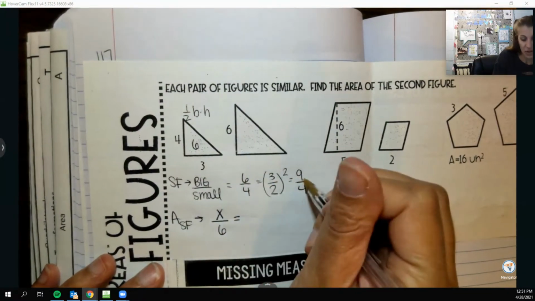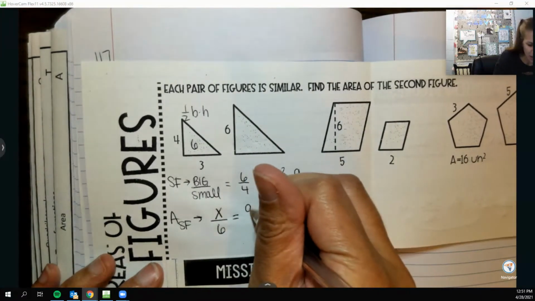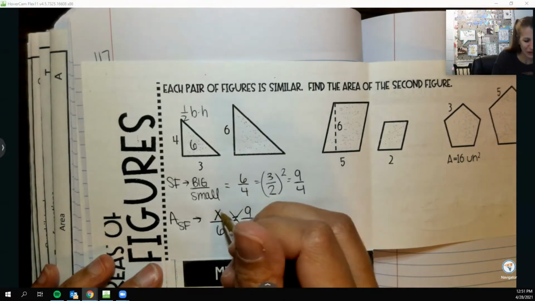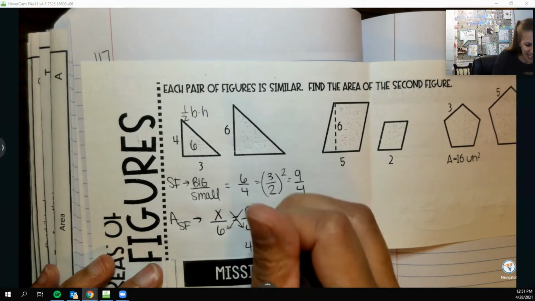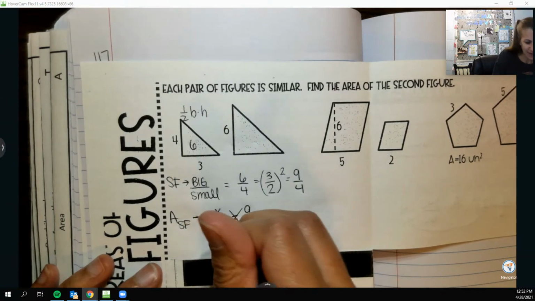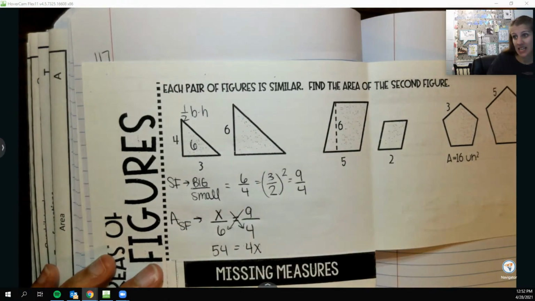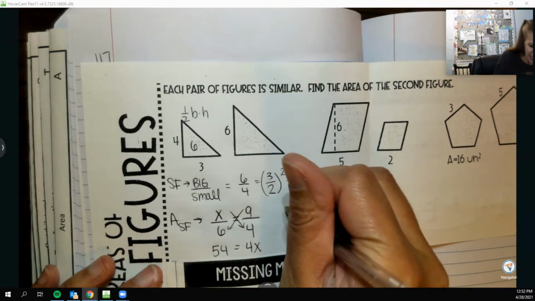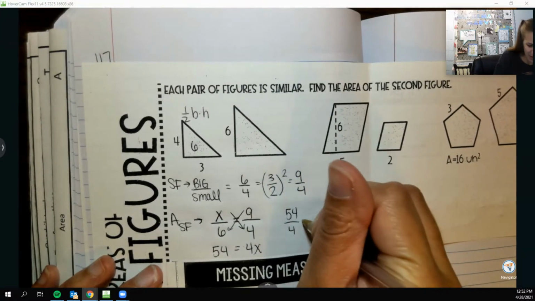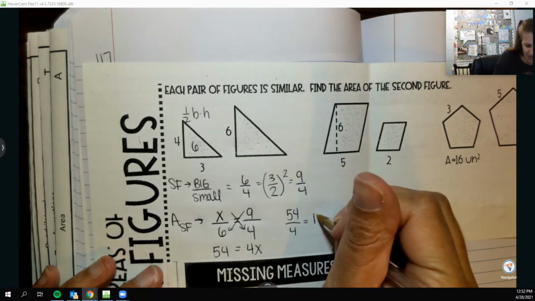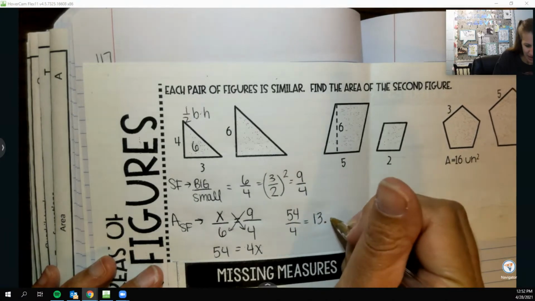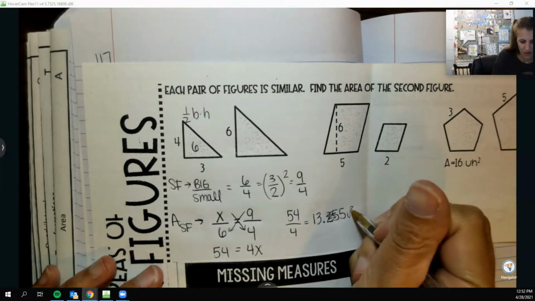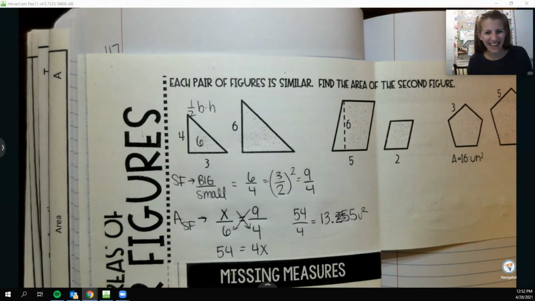But then I can set that equal to the area scale factor, also big over small, and then just cross multiply and solve. So if I multiply across, I'll get 4x. If I multiply across here, we get 54. And then divide by 4 to get that the area of that larger one is 54 over 4, which is like 13.25? Nope, 13.5. Oh my word. Units squared. Oof.